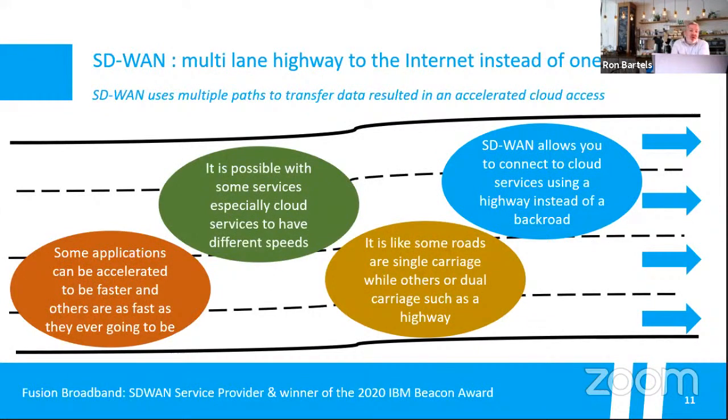So with SD-WAN, we do exactly the same thing. Compared to a normal internet connection, an SD-WAN connection is actually a multi-lane highway. It can handle more cars, it can send more traffic. So that's one of the benefits for SD-WAN. It's like a multi-lane highway for your internet.